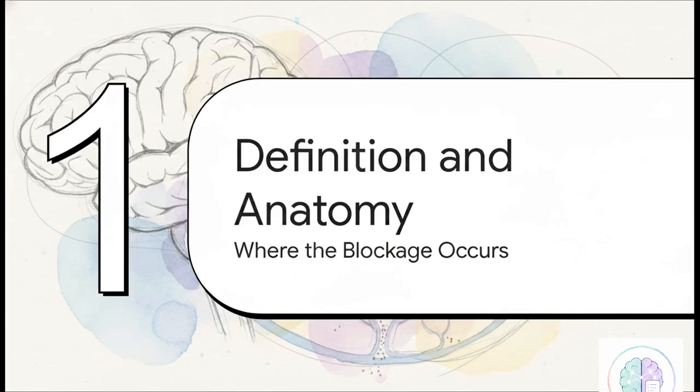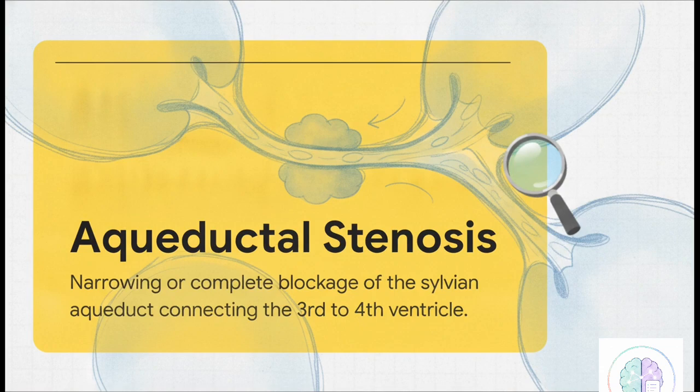Section 1. Definition and anatomy. Let's establish exactly where this blockage occurs. So the crucial starting point here is understanding the normal pathway. The Sylvian aqueduct is essentially this narrow little channel that acts as a transit corridor. It moves cerebral spinal fluid, or CSF, from the third ventricle down to the fourth ventricle.